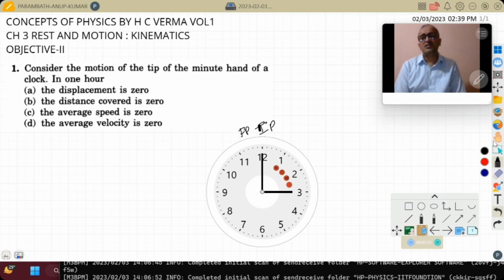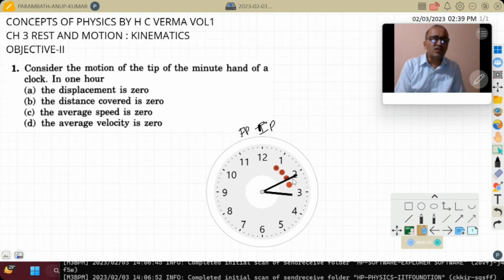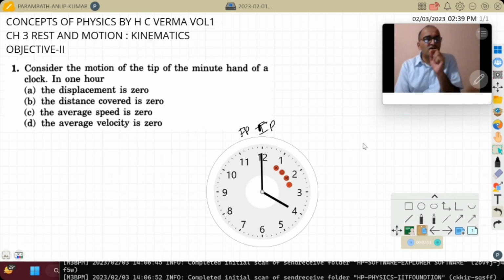That is, this clock is going to make one complete rotation like this. I hope you are able to understand. In 1 hour, this minute hand will take a rotation like this. So its displacement, that is a vector from the initial point to the final point. Initial point and final point are coinciding. Therefore, displacement is 0. Therefore, the first one is the correct option.